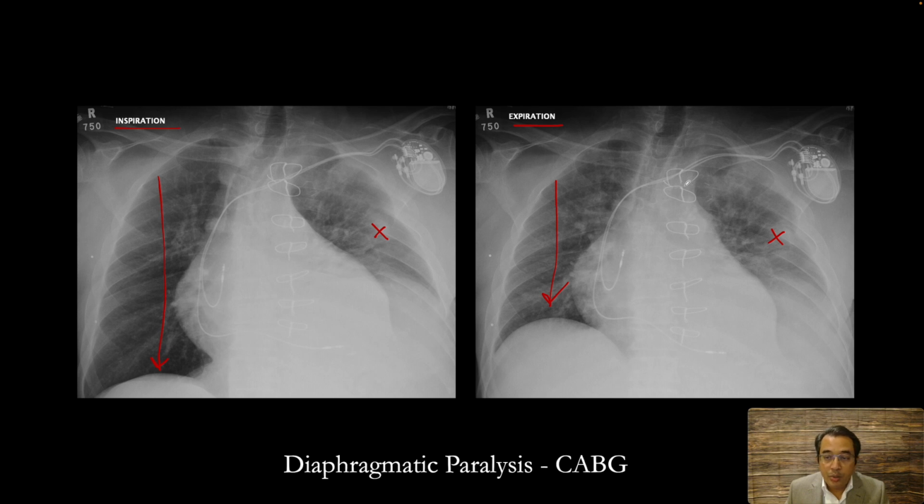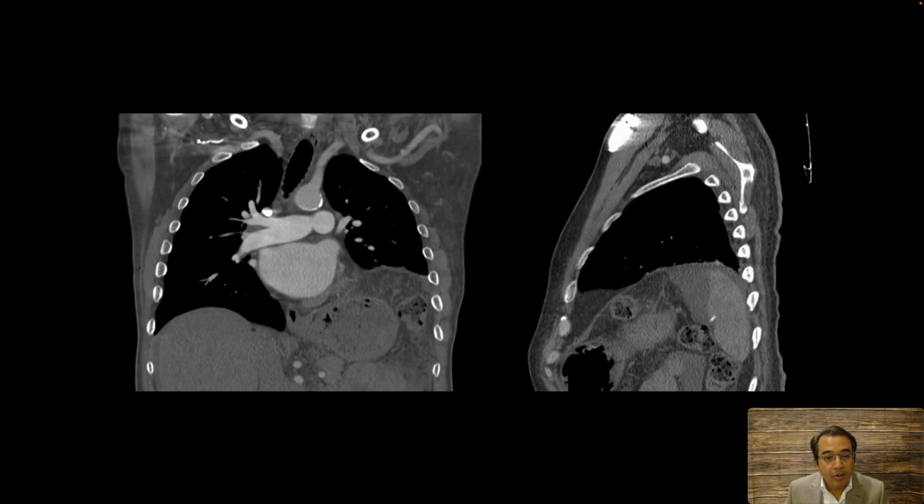and so this raises the possibility that there is left-sided diaphragmatic paralysis, and this is most likely secondary to their prior open heart surgery, the coronary artery bypass grafting. These are two views from their CT showing an elevation of the left hemidiaphragm, and the diaphragm itself is intact and there are no defects seen in the diaphragm or any herniation of abdominal contents into the chest.